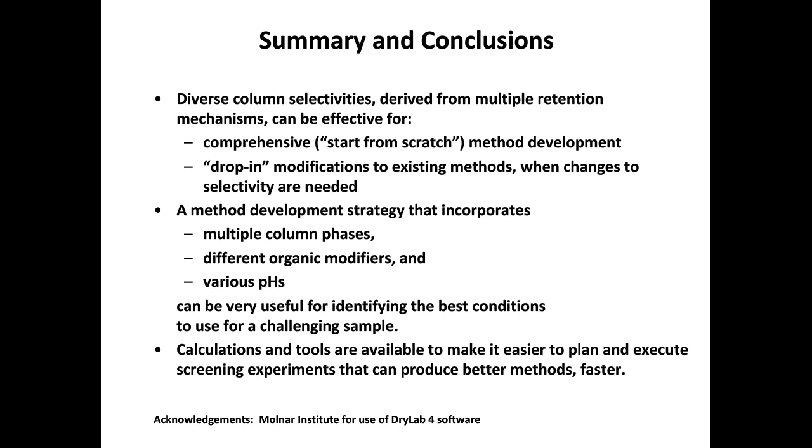And a method development strategy that does use different stationary phases, different organic modifiers, and occasionally even an organic modifier blend, and different pHs can be a very powerful approach for identifying conditions that you can then more easily optimize and make robust. And there are calculations and tools available that make it easier to figure a lot of these things out ahead of time, to a degree that you can't substitute for the screening experiments, but you can do a lot to make all those things be more successful and more productive.